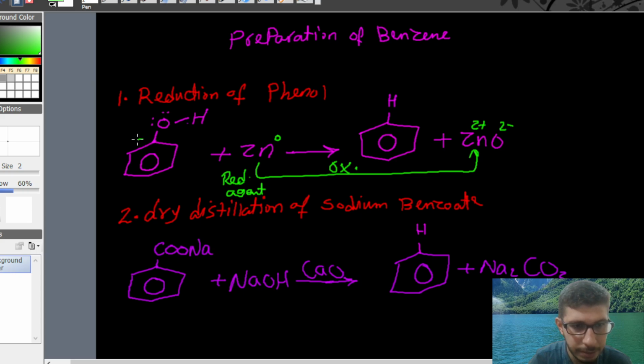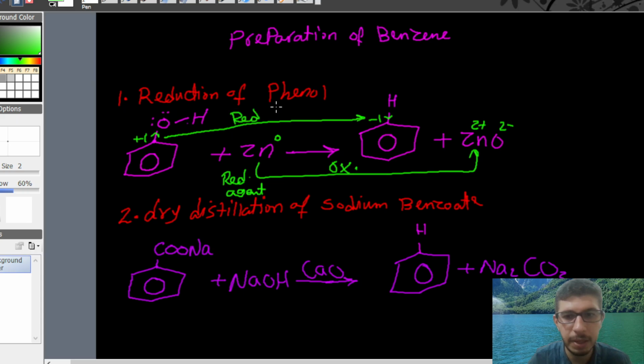The oxidation state of this carbon is positive 1 because the oxygen is pulling the electrons. And here the carbon should be negative 1 because the electrons are moving towards the carbon here. So what actually happens is reduction. So an oxidation reduction process takes place here. So the reduction of phenol always gives me the benzene.